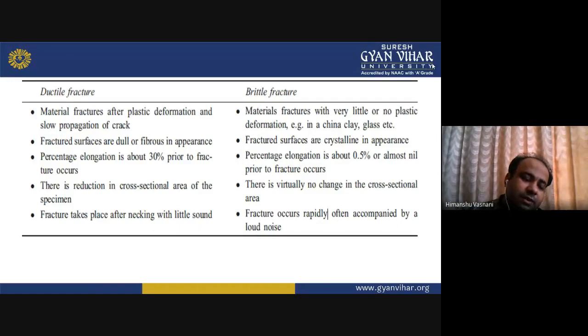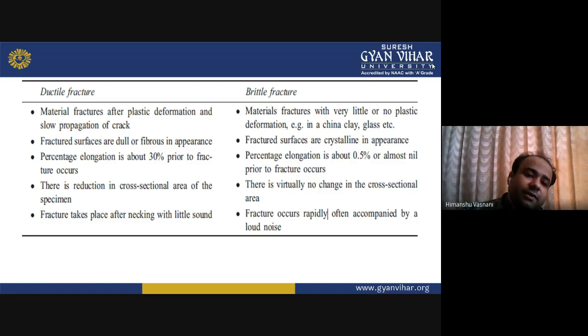So here you can see the difference between the percentage elongation. You can understand what kind of difference they must be having when it comes to ductile and brittle fracture. 0.5% elongation, can you imagine? Just 0.5% or almost nil in brittle fracture, and in ductile fracture 30% elongation. It is a good value of percentage elongation before the fracture occurs.